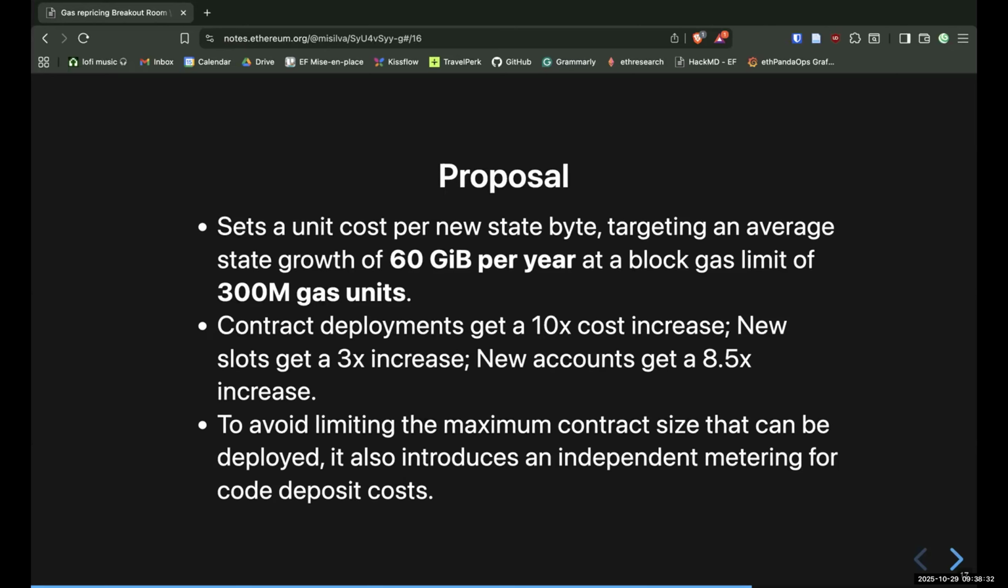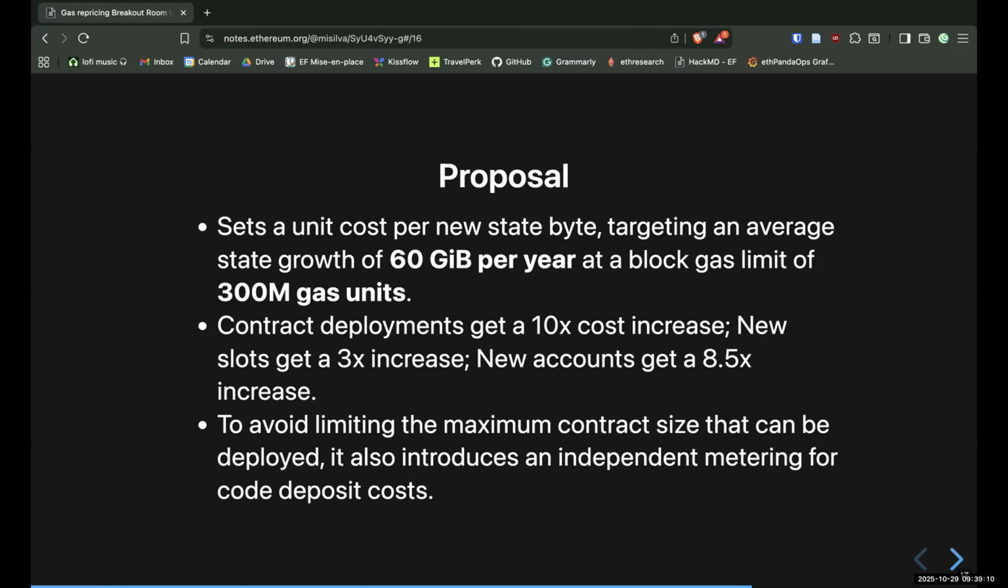So these values can be discussed, and the point where you put them will have a big impact on the level of repricing. But essentially this is trying to future-proof the scale we expect to have in the next year, so we have enough time to find a longer-term solution for state growth. And with these new costs, contract deployments will become 10 times more expensive. Slots will be around 3 times more expensive, and new accounts get an increase of 8.5 times.